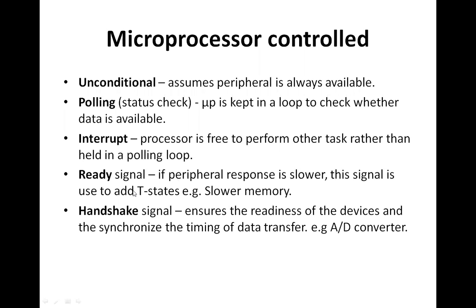Then we have data transfer with the handshake signal. Now, in this data transfer scheme in which we are using handshake signal, the signals are exchanged between the processor and the peripheral before the actual data transfer takes place. And these signals which are used to exchange are called handshake signals. The functionality of the handshake signal is to ensure the readiness of the peripheral and to synchronize the timing of the data transfer.